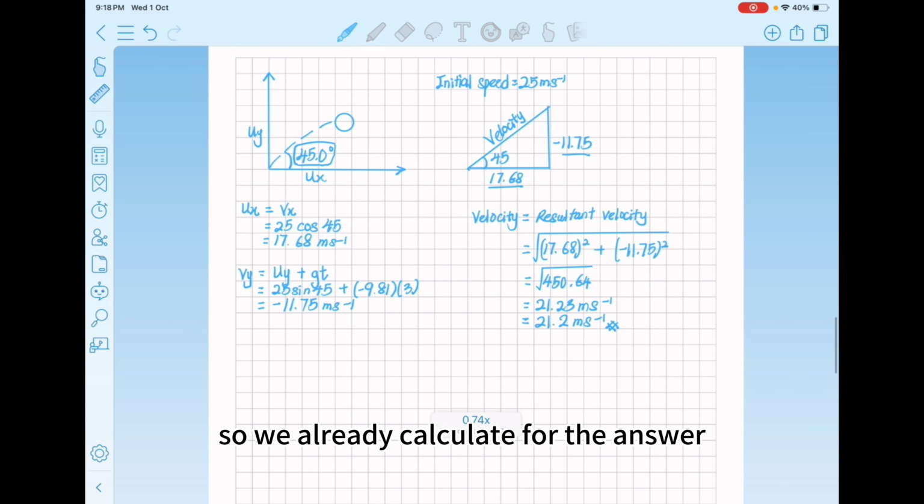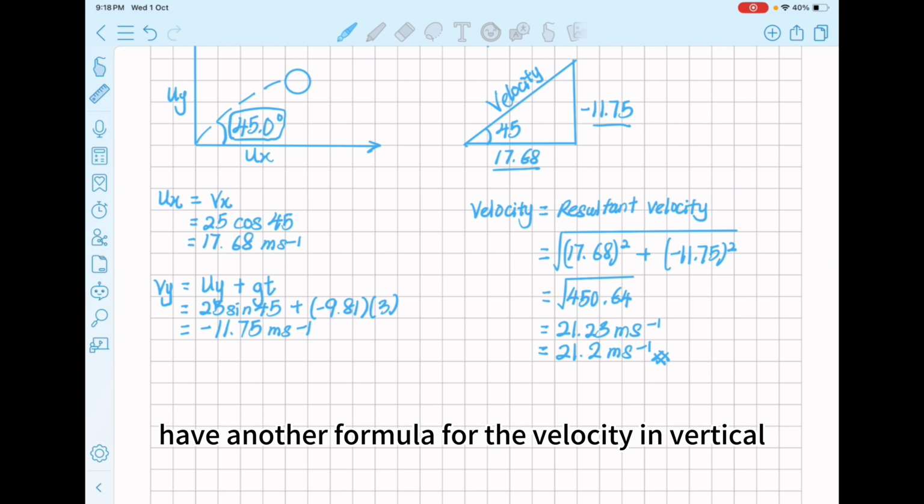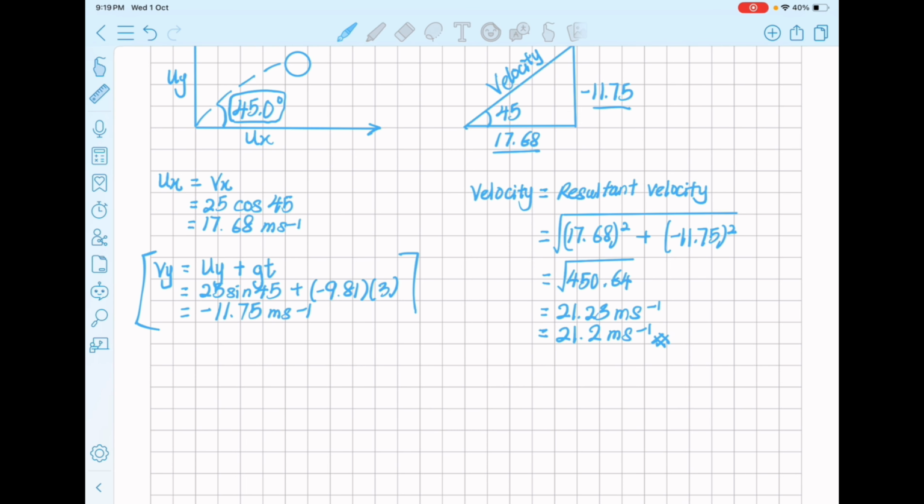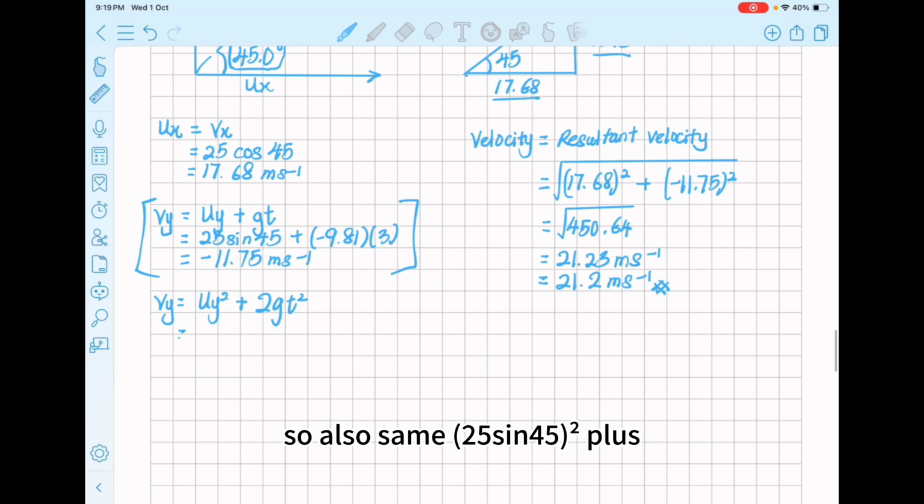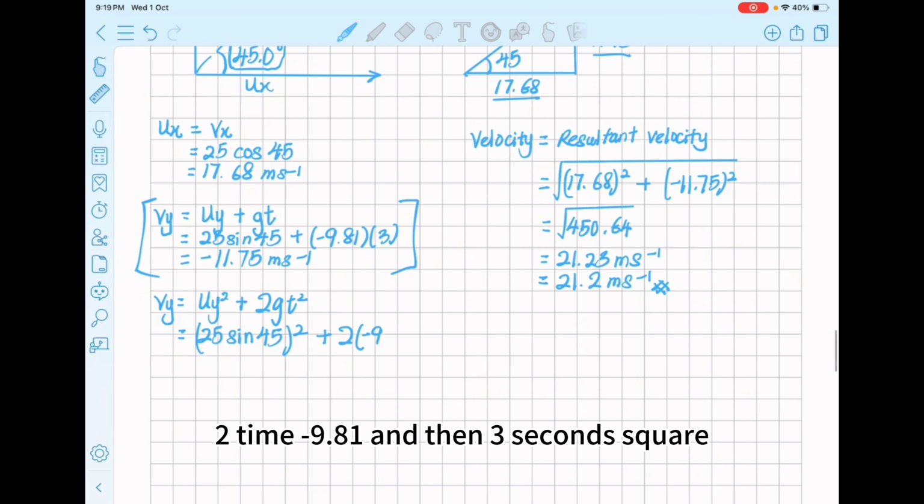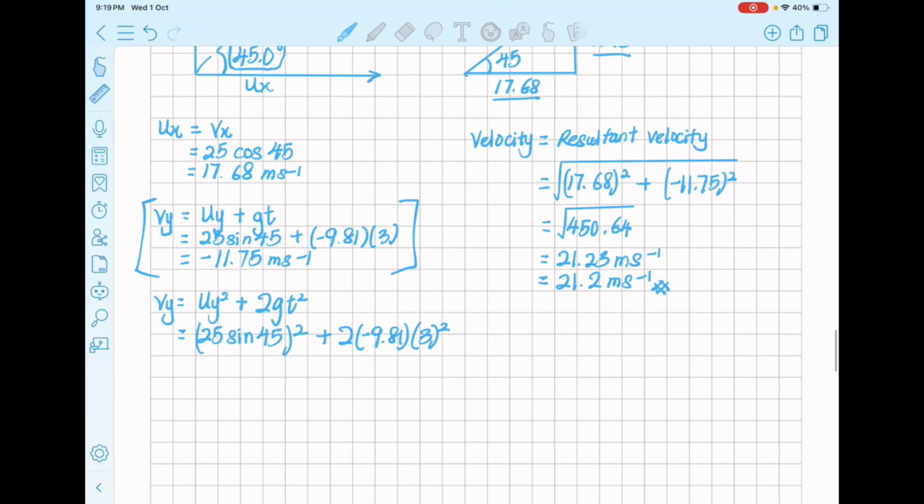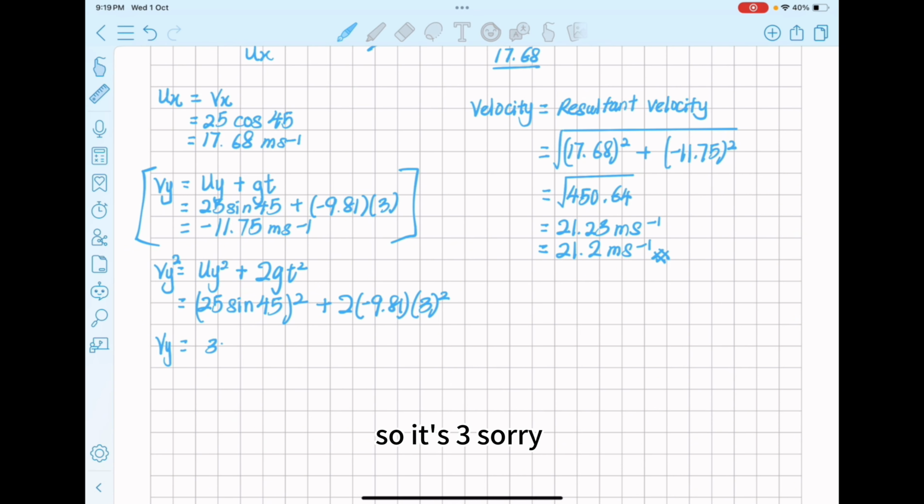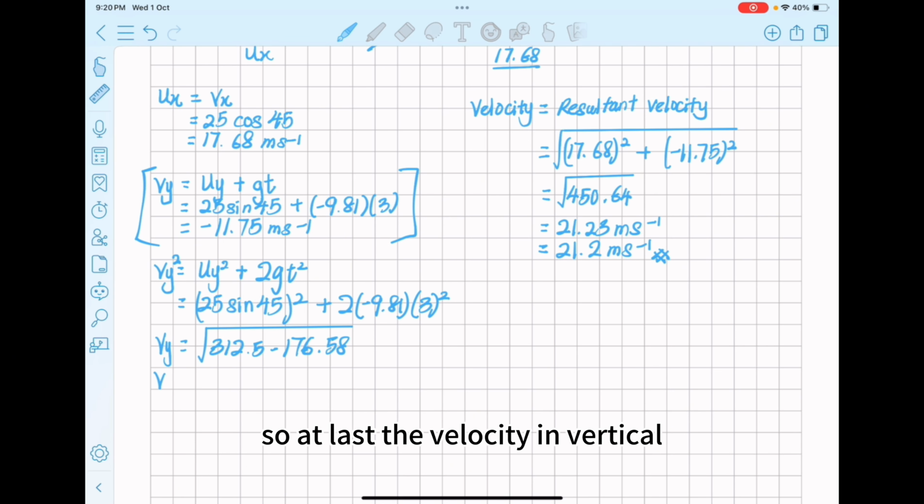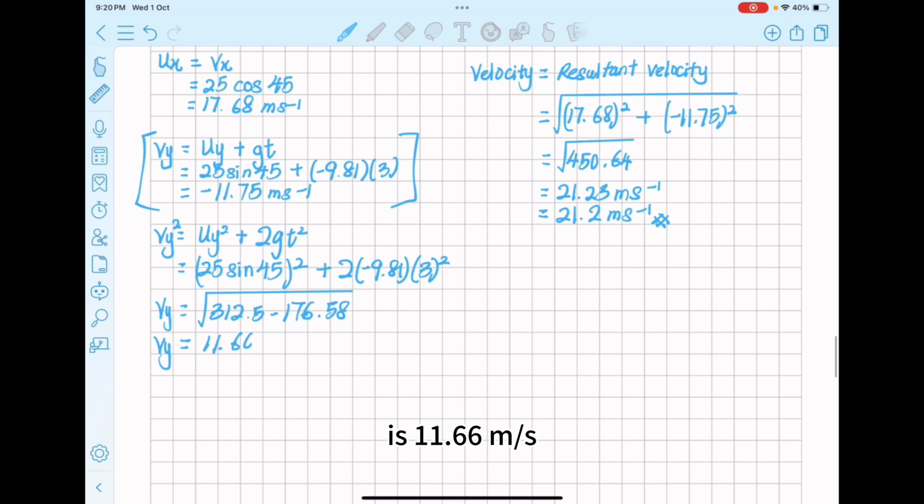So we have calculated the answer. Now there is another way, using another formula for the velocity in vertical. You can use vy squared equals initial velocity squared plus 2 times gravitational acceleration times displacement. So it is 25 sin 45 squared plus 2 times negative 9.81 and then 3 seconds squared. Sorry, there is a square here. Then it is 312.5 minus 176.8 and then square root. So at last, the velocity in vertical is 11.66 meters per second.